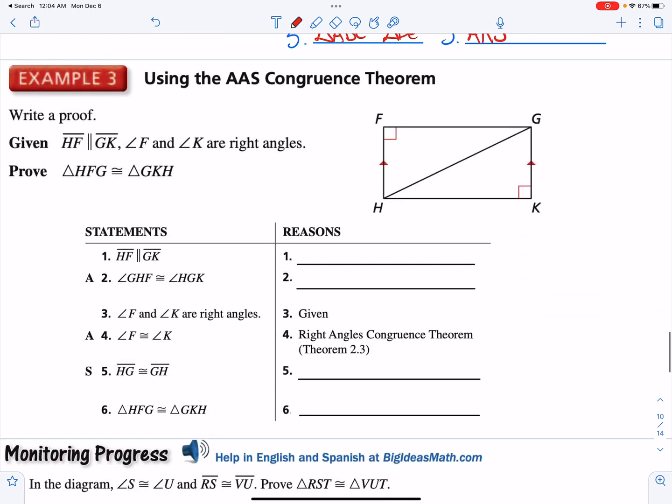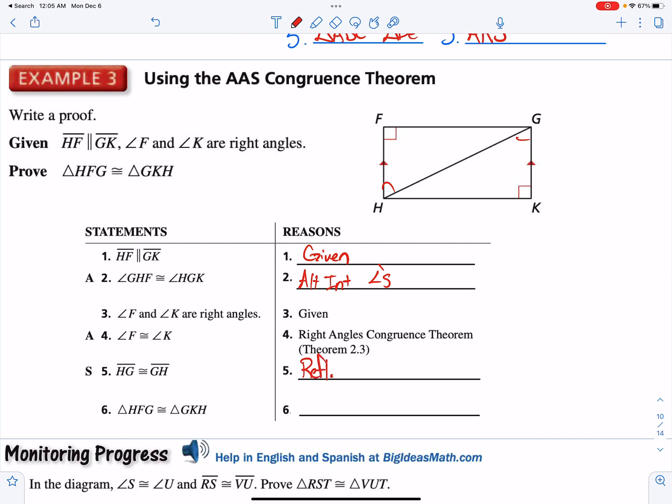Okay, next, again, pause, try it. I'm going to go through it kind of quick here. So we have a given for the first reason, GHF is congruent to HGK. Again, I was given perpendicular lines. I'll mark where GHF is, so that's right here. And then HGK is right here. Those will be alternate interior angles. Okay, we have those are right angles congruence theorem saying that all right angles are 90 degrees and that they are congruent. And lastly, we have HG is congruent to GH simply by the reflexive property.